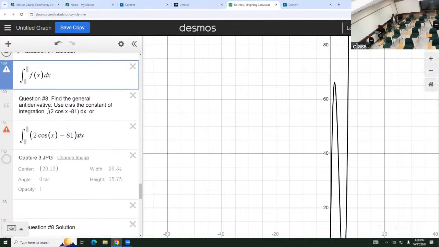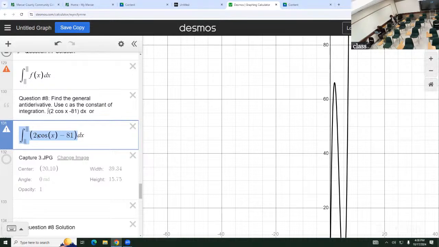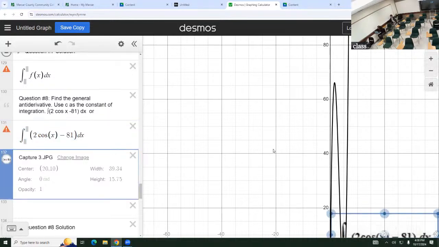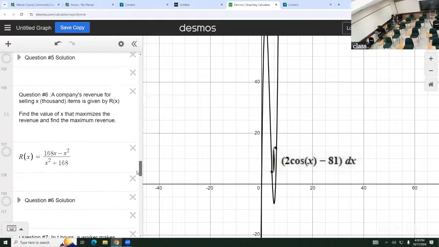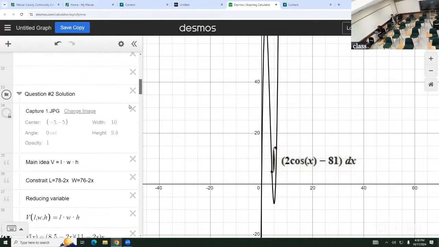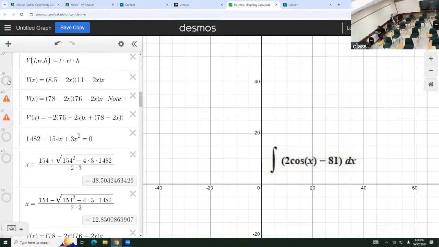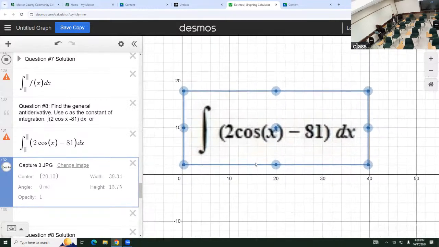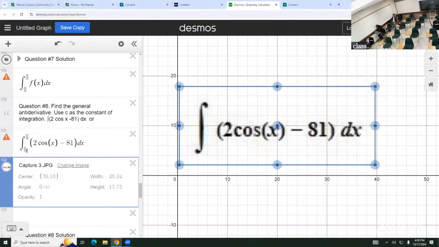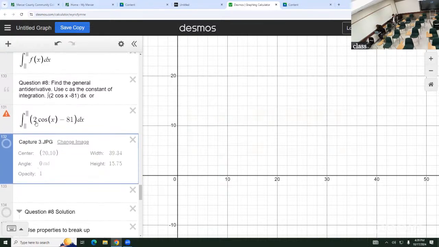So the first thing is something like this. There's a picture of it. Okay, that's what it looks like. If you don't put it in decimals, there are no spots there. We're saving that for definite intervals later, but that's the same problem just as a picture. Now the question is, how do we find the antiderivative of this?